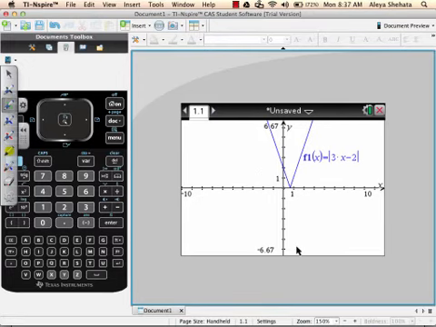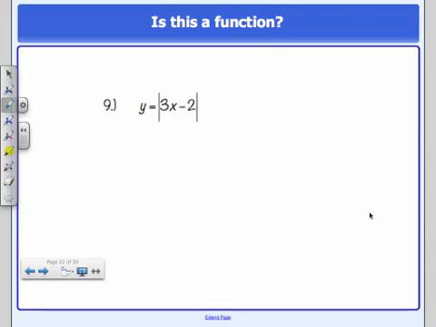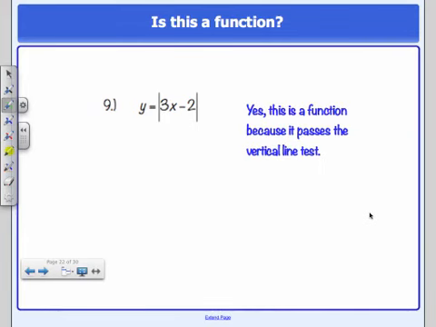Same thing, look at your graph. Remember, absolute values would be V's. Are there any vertical lines that I can draw through my graph that will intersect it more than once? There aren't, which means that this relation is also a function because it passes the vertical line test.